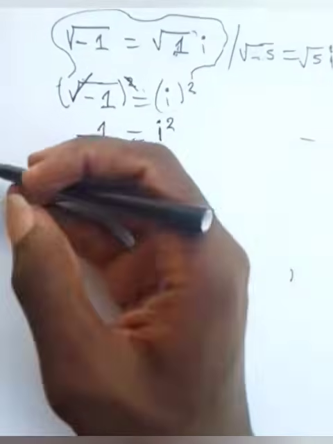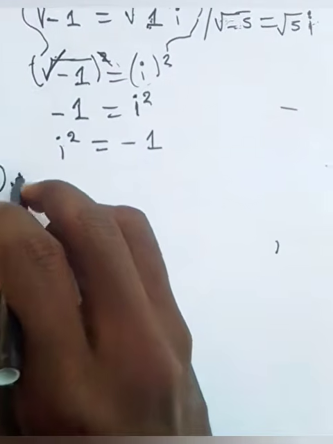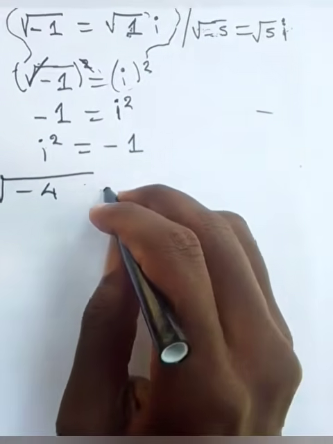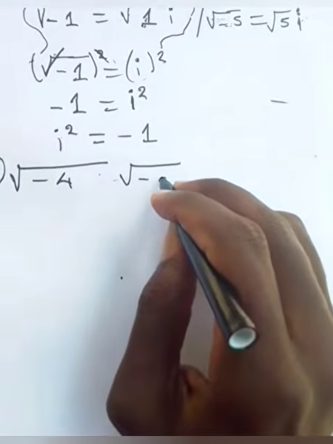So, question A. Question A is like this. They're saying negative 4 times square root of negative 4 times square root of negative 16.